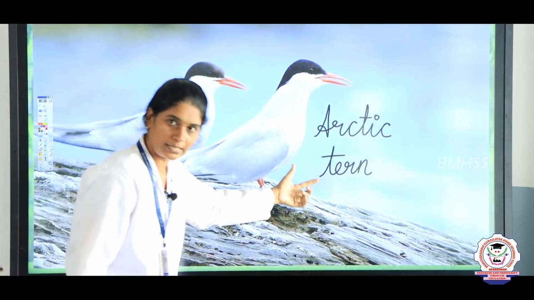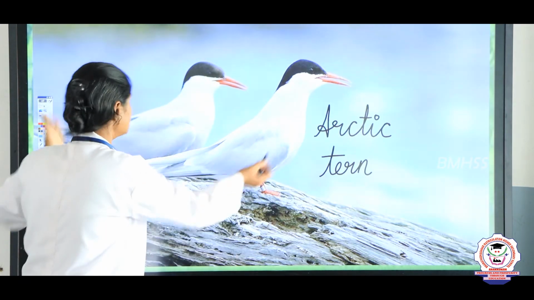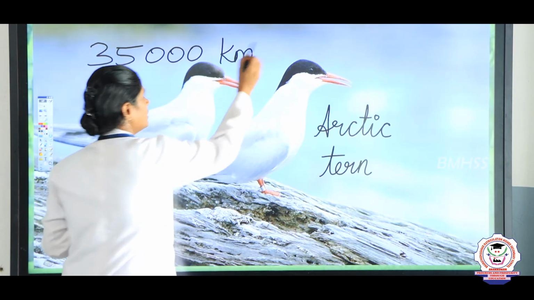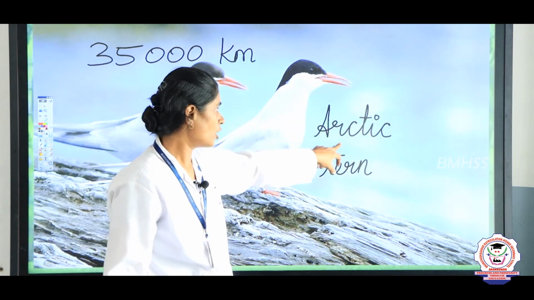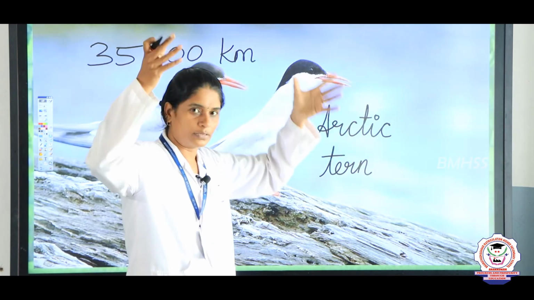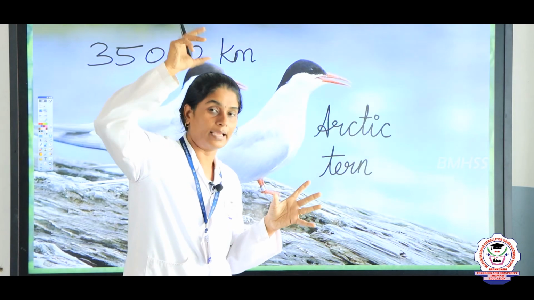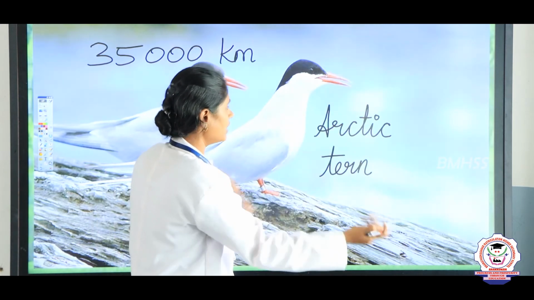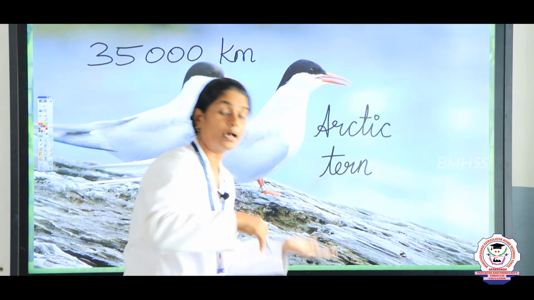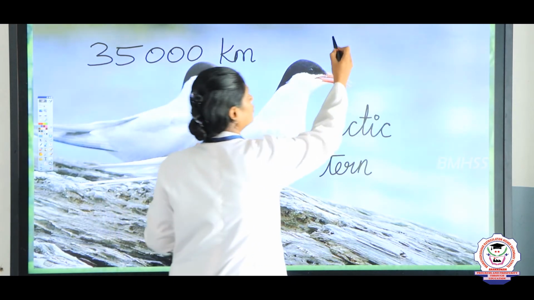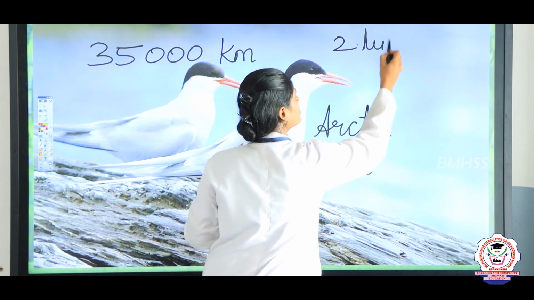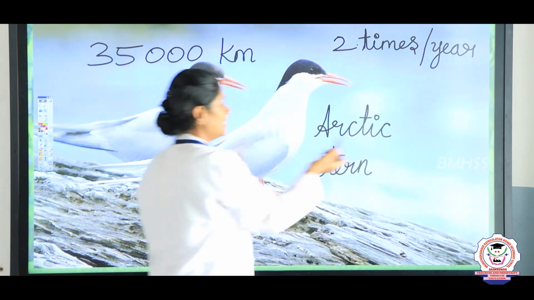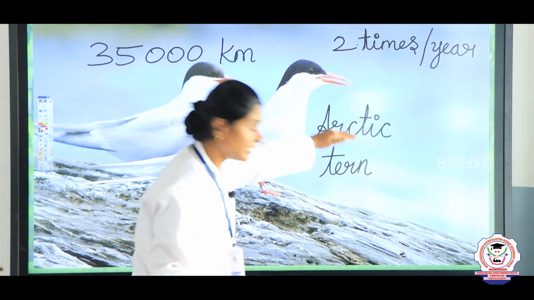It looks very small, but it travels nearly 35,000 kilometers. You have studied the Arctic Ocean and the Antarctic Ocean in your geography, I mean social studies, right? So from the Arctic region this bird will come to Antarctica. How many times? Twice a year. So 2 times per year, this Arctic tern will travel from Arctic to Antarctica.